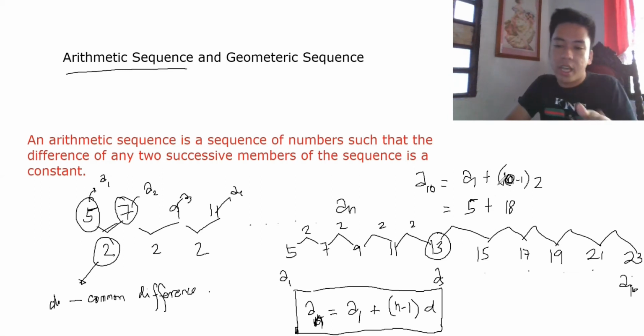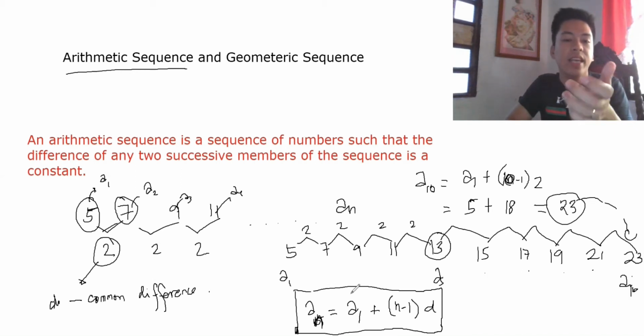Am I correct? So that's 9. 10 minus 1, you get 9. Times 2, you get 18. So 5 plus 18, you get 23. So it matches here on the formula. So therefore, the formula for getting the nth term of the arithmetic sequence is this one.